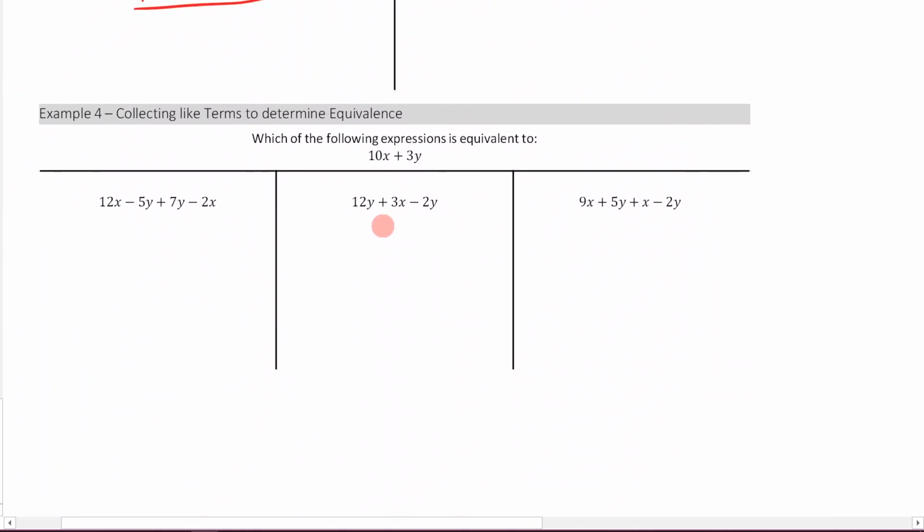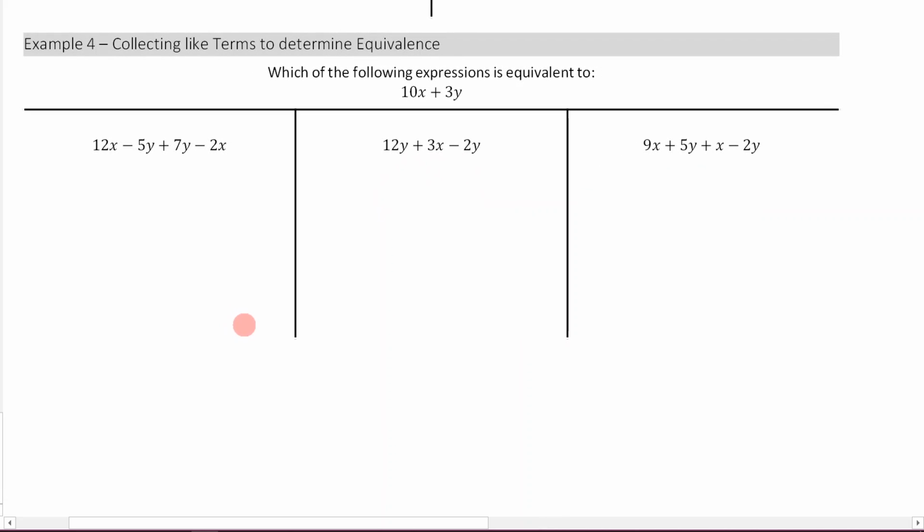Okay, and the last thing that we're going to do here is just quickly show you that we are finding equivalent expressions. So here it says collect like terms to determine equivalence. Which of the following expressions is equivalent to this right here? We're going to figure that out by just combining these terms. So here I have 12x, here I have minus 2x, so that's 10x. Here I have minus 5y, here I have plus 7y, so that's going to be 2y. That is not equivalent to what we have been given up there. So that's not equivalent.